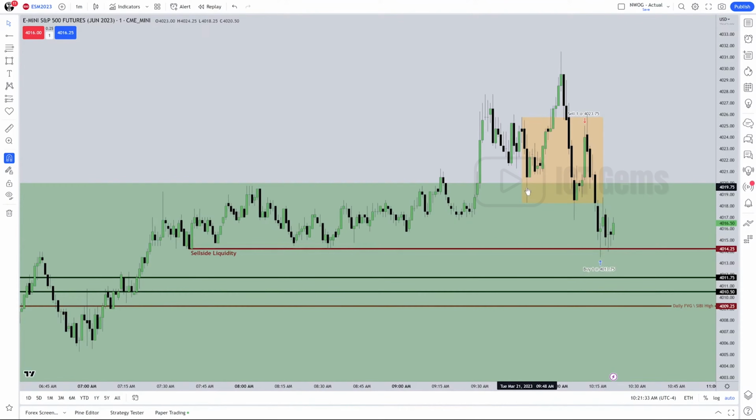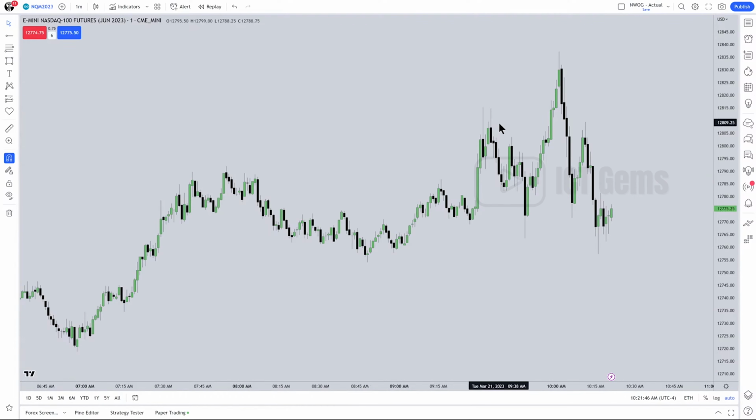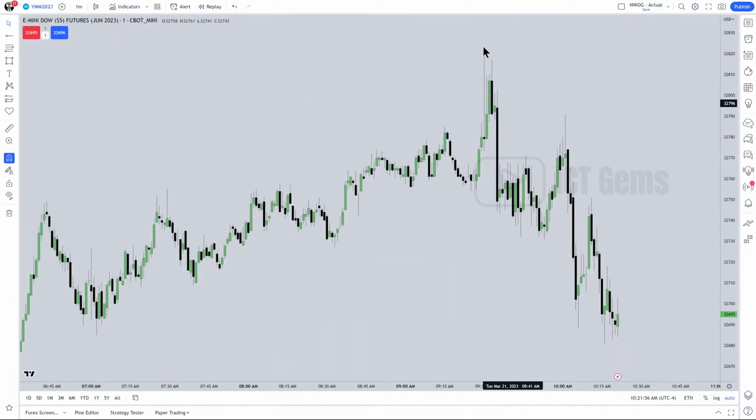So I mentioned that looking at the other markets, I said, okay, it looks like NASDAQ wants to make a higher high. Let's take a look at NASDAQ real quick. So there are those relative equal highs. I said we would like to run up above that. It did that. Look at the Dow. See that divergence there?